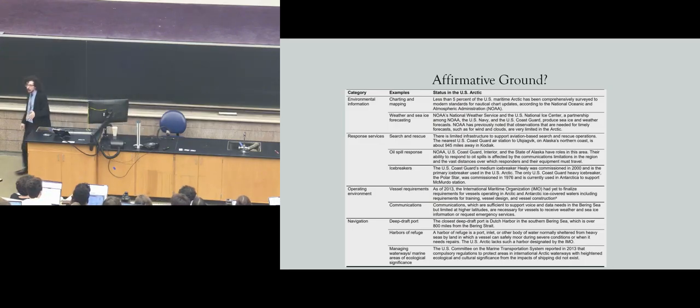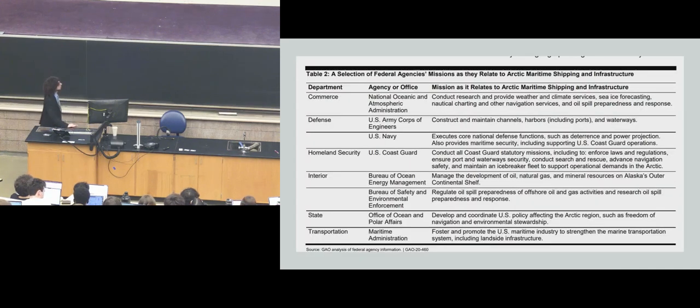Not only are all of these, and this is already out in the T file, so you don't need to take a picture of it, each one of those activities is independently coordinated or run by a separate government agency. So NOAA, which is located in the Department of Commerce, is the one that does all of the forecasting or charting, and the Army Corps of Engineers, which is part of the DoD, is basically in charge of ports.